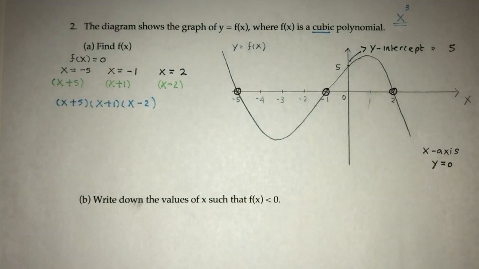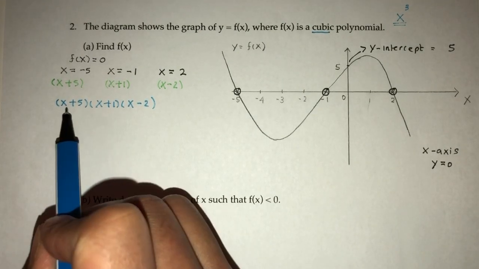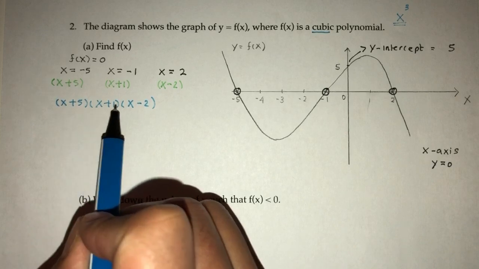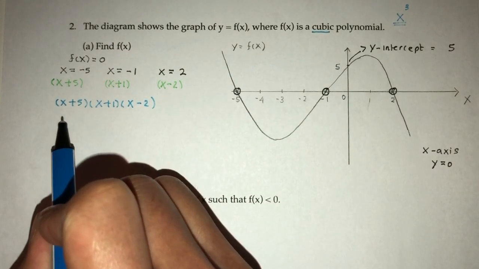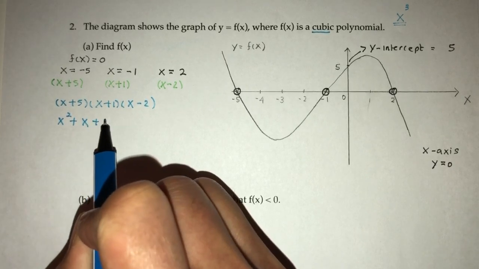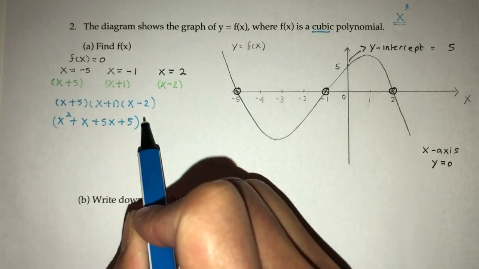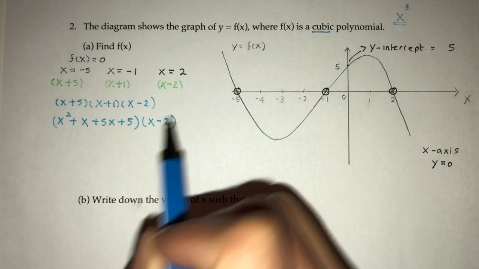So one by one, let's see what do we get. So let's do this one first. X times this. So you have x squared plus x plus 5x plus 5. That is for these two first, and then this one will be the last one.